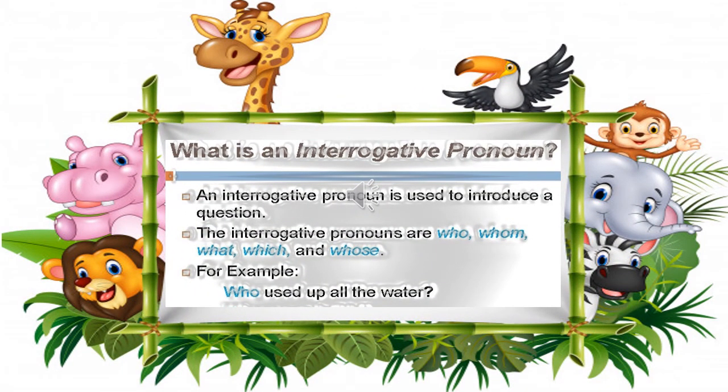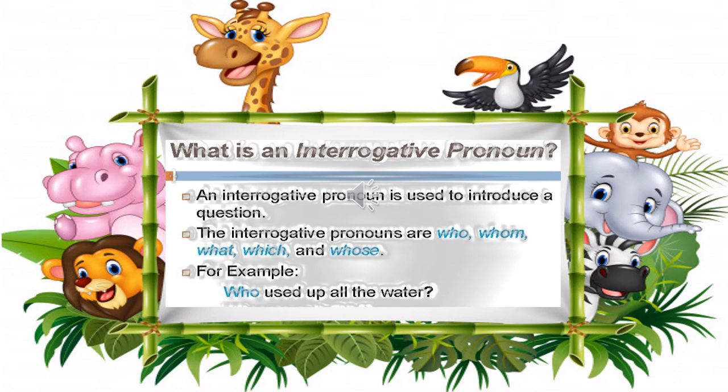Now let's start the next, that is interrogative pronoun. An interrogative pronoun is used to introduce a question. The interrogative pronouns are who, whom, what, which, and whose. In interrogative pronoun, we will get the question, and who, whom, what, which, whose, etc. These words will be used in the sentence. And with these words, noun should not be there. If noun is there, then it will not be called interrogative pronoun.